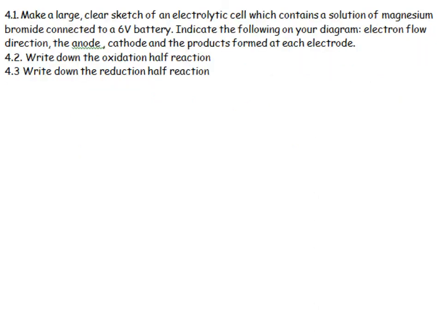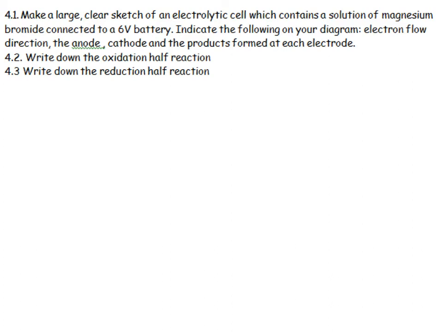Make a large clear sketch of an electrolytic cell which contains a solution of magnesium bromide connected to a 6-volt battery. Indicate the following on your diagram: the electron flow, the direction of the anode, the cathode, the products that are formed at each electrode, and then write down the oxidation half reaction and the reduction half reaction.